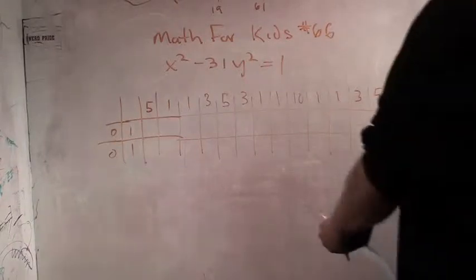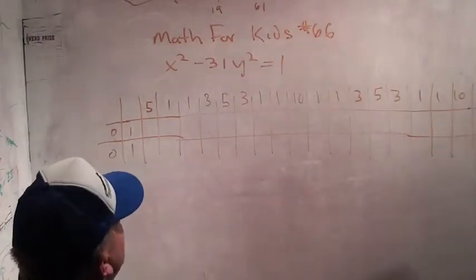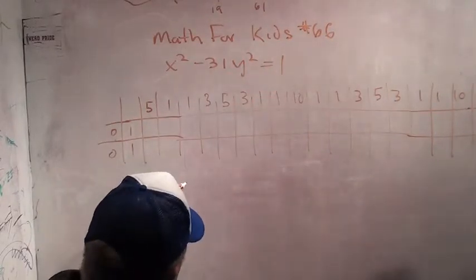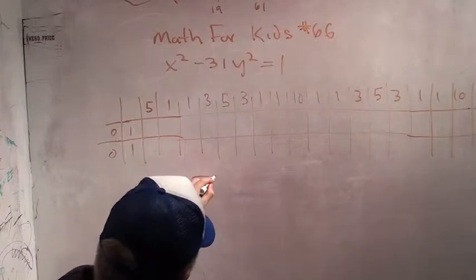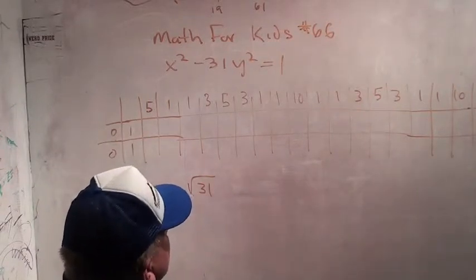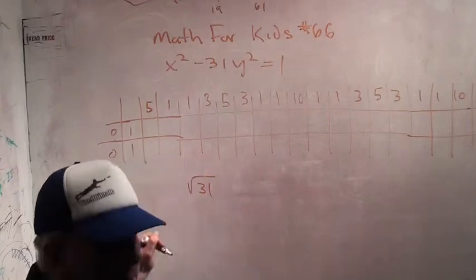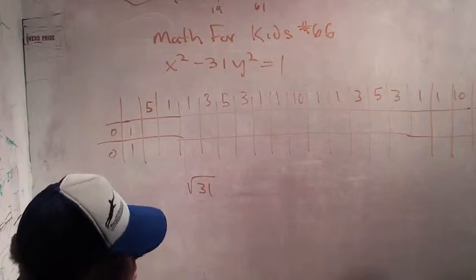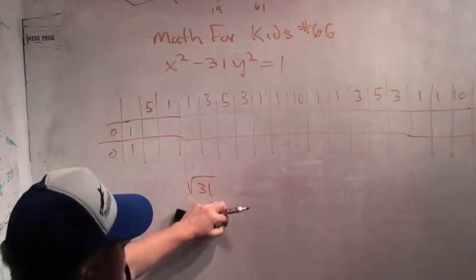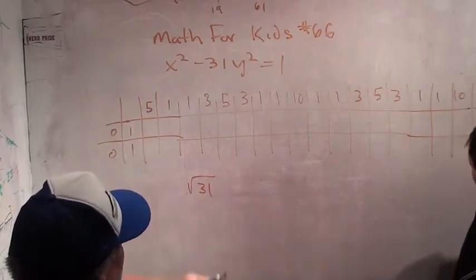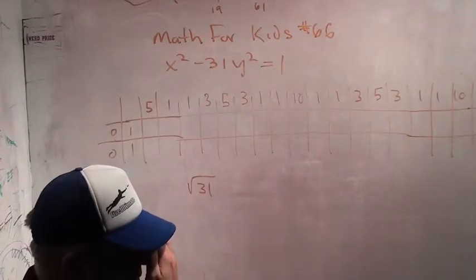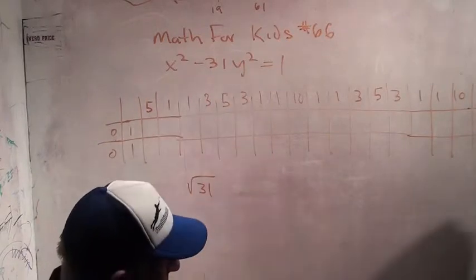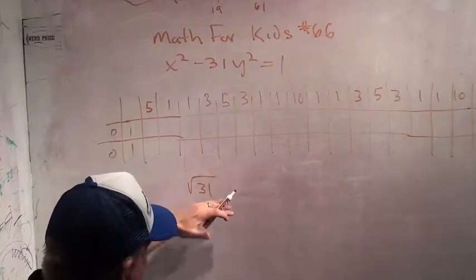Today we're going to look at the equation x squared minus 31y squared equals 1. And that's going to involve us computing the continued fraction for the square root of 31. If you go back to Math for Kids 63, that's where we started this little excursion. On Math for Kids 64, we computed the continued fraction for the square root of 2 and saw a bunch of cases where x squared minus 2y squared was equal to 1. On Math for Kids 65, we looked at x squared minus 3y squared equals 1, or in other words, the continued fraction for the square root of 3.